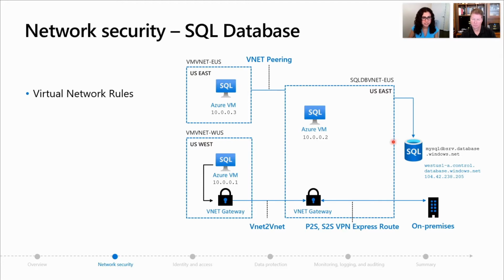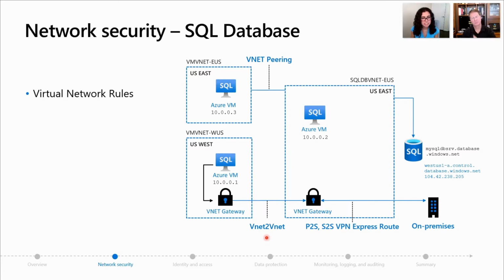And using other VNet technologies that we won't get into today, like virtual network gateways, VNet to VNet, VNet peering, ExpressRoute, you can basically connect virtual networks together so that you can connect to this Azure SQL Database server.